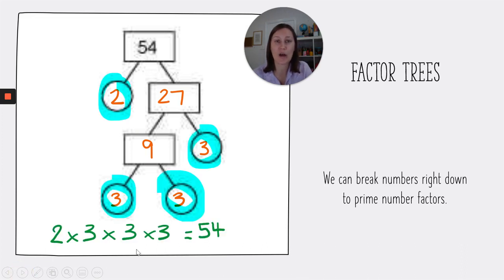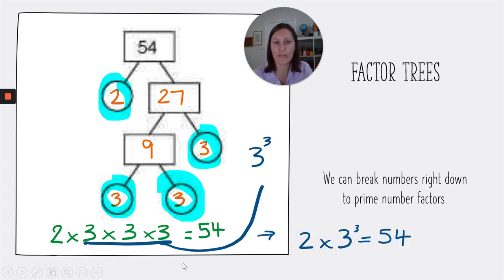Sometimes you might be asked to write that out like this. So you look at all the prime numbers, I've highlighted them here for you, and then write them like this: 2 times 3 times 3 times 3 equals 54. And if you actually work that out, 2 times 3 is 6, 6 times 3 is 18, 18 times 3 is 54. Another way that you might be asked to write that is to group the like numbers.